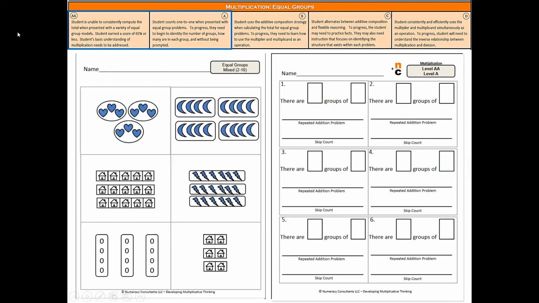So they're going to go through, and this would be their groups. How many groups are there? There's 3 groups here with 3 in each group, 3 plus 3 plus 3. And again, for skip counting, we have to skip count by 3s, 3, 6, 9. And this is what using the lessons for level A would look like.